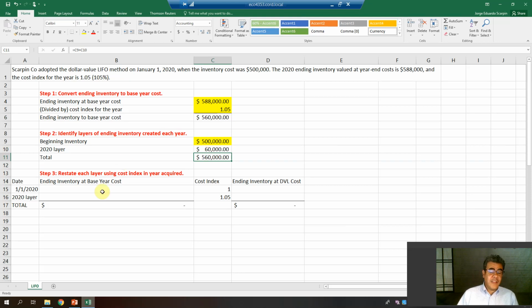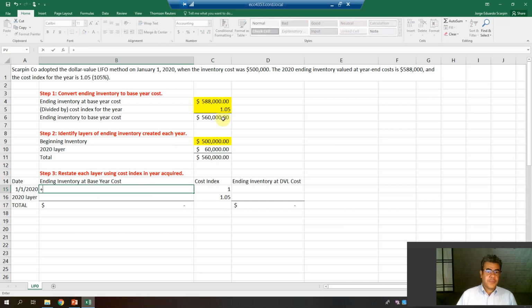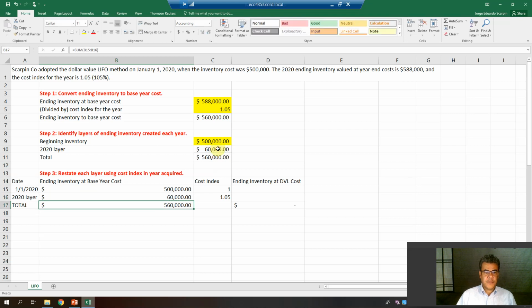How do we find our new ending inventory, or our ending inventory at DVL cost? Beginning inventory, 500. 2020 layer, 60, sorry. So the total at base year cost is 560, our step 2.